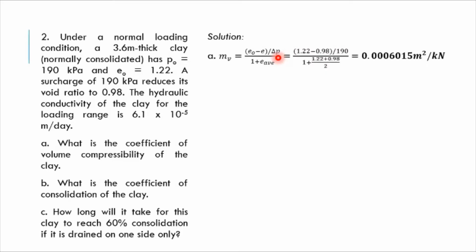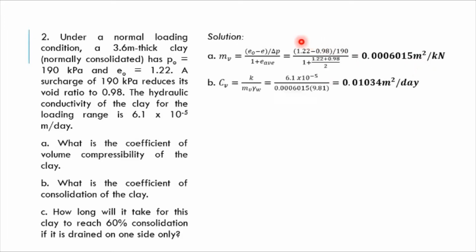This will just be the change in P, which is 190, over 1 plus the average void ratio. So, 1.22 minus 0.98 over 190, over 1 plus (1.22 plus 0.98) over 2. This will give us the value of the coefficient of volume compressibility, which is equal to 0.006015 meters squared per kilonewton.